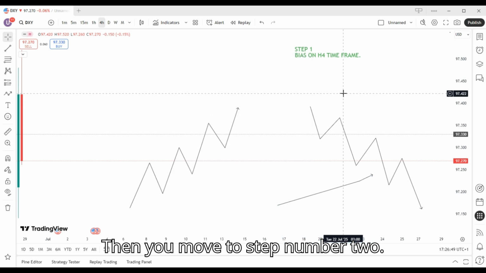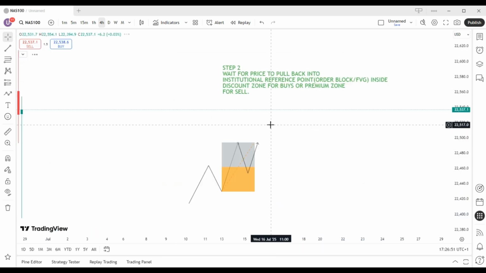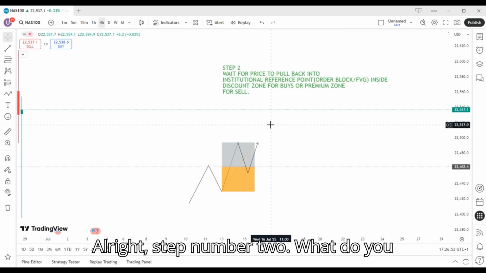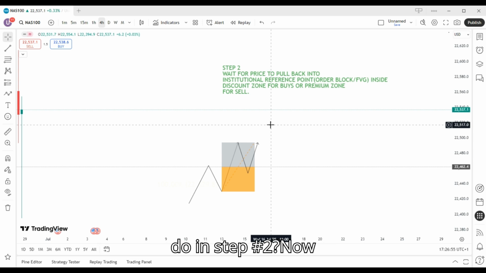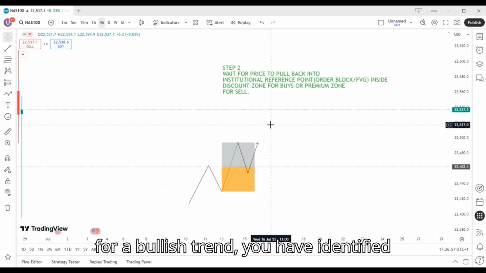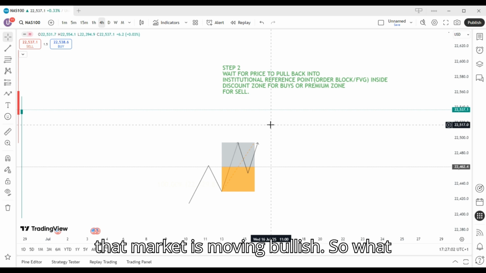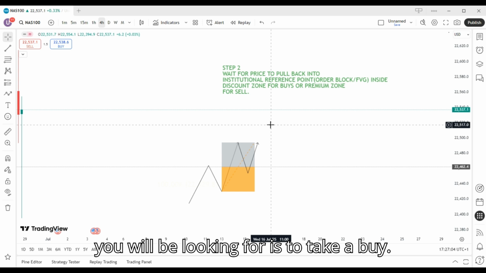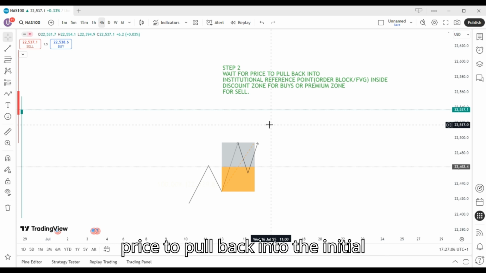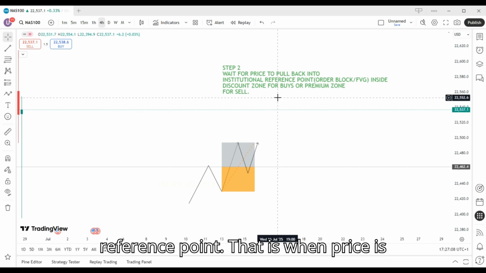Then you move to step number 2. All right, step number 2. What do you do in step number 2? Now, for a bullish trend, you have identified that the market is moving bullish. So what you'll be looking for is to take a buy. So what you need to do is to wait for price to pull back into the institutional reference point.